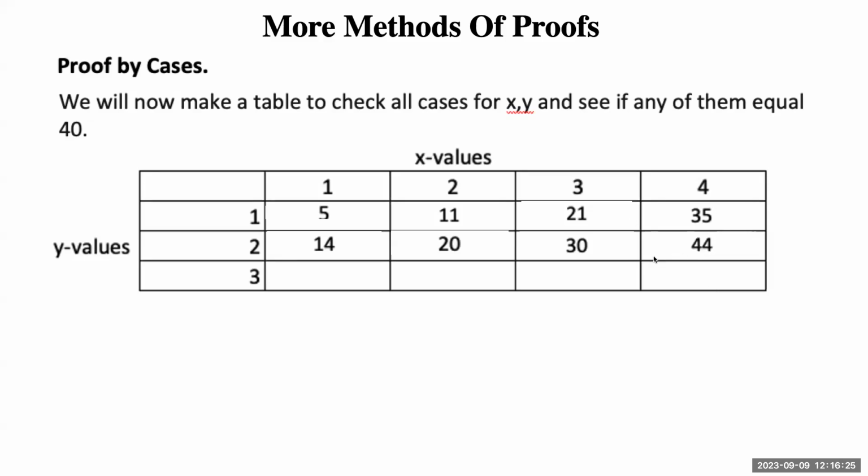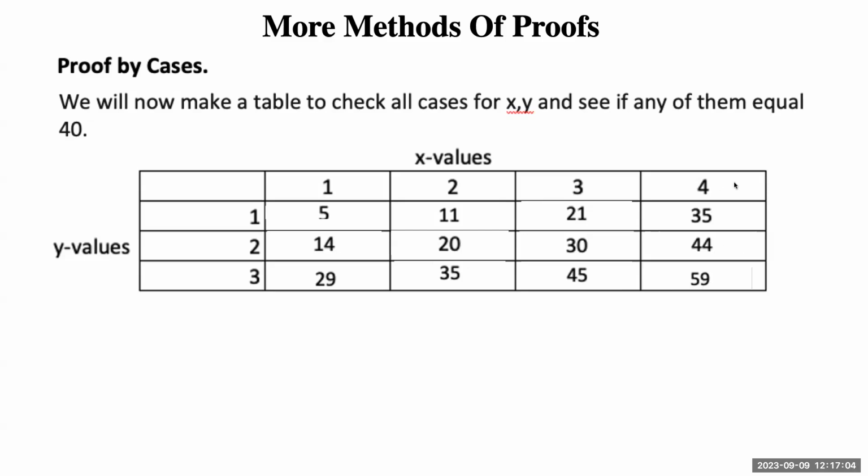So far, none of them have hit 40. So none of those XY combinations are solutions. Plug in 3 for y and 1 for x, 29. Plug in 3 for y, 2 for x, 35. Plug in 3 for y, 3 for x, 45. Plug in 3 for y, 4 for x, 59. And there you go. Notice none of them are 40.